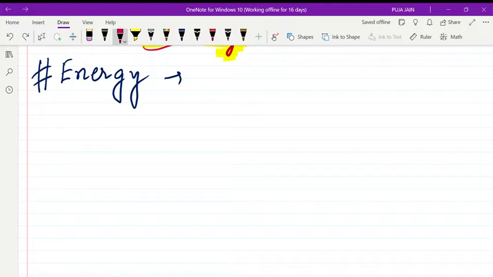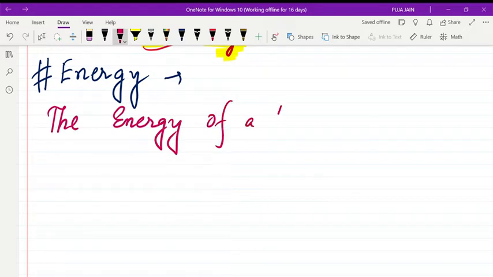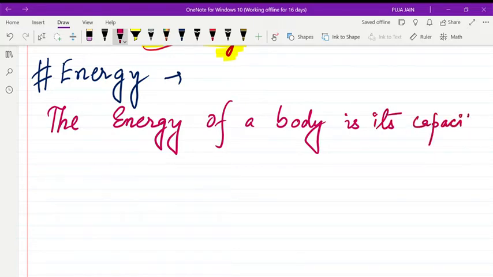Okay. So if I talk about the definition, then we will say that the energy of a body is its capacity to do work. Okay. So basically energy and work as physical quantities, the dimension and the SI and CGS unit will be the same.